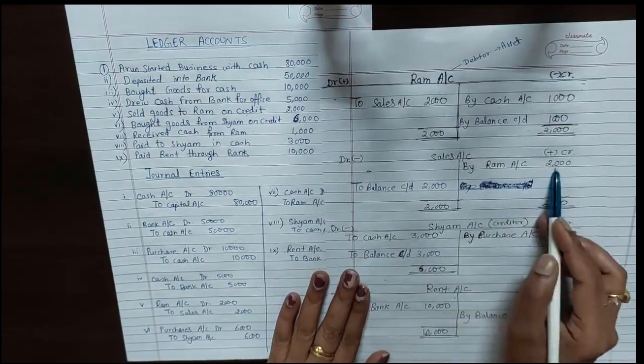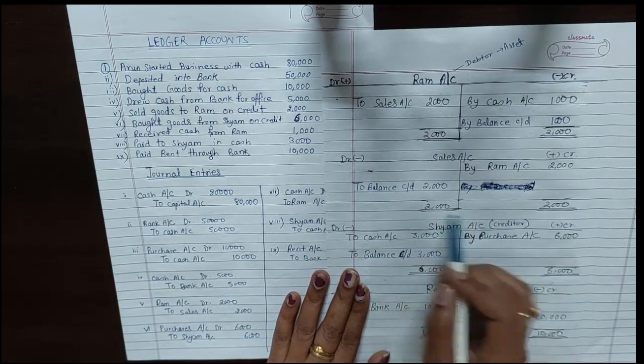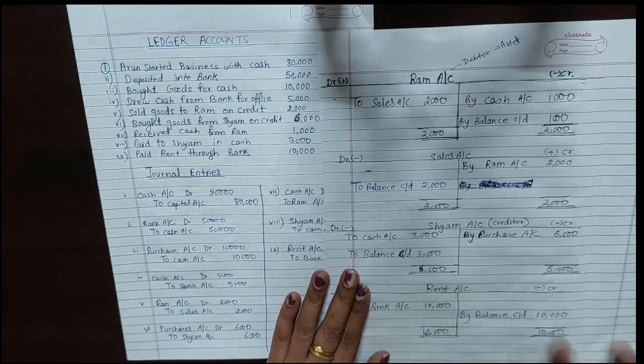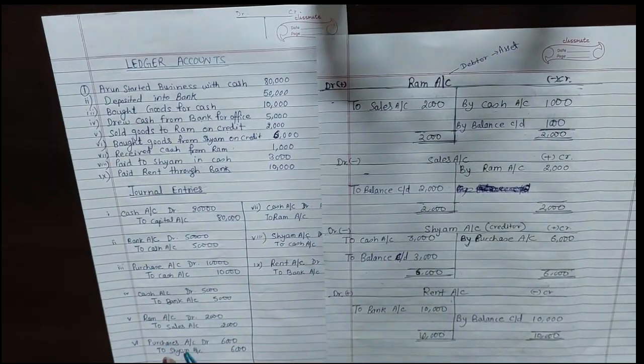Here RAM, here 2,000. So again this side is nothing. I have to balance it because I know that I have to balance the account. I wrote "To balance carried down 2,000" and it is balanced. And what for RAM? Next, purchase to SIAM.